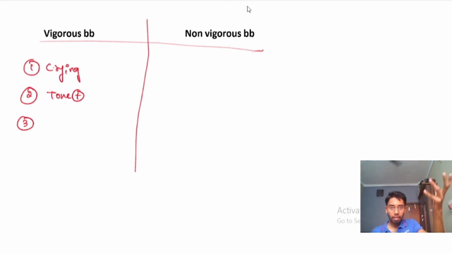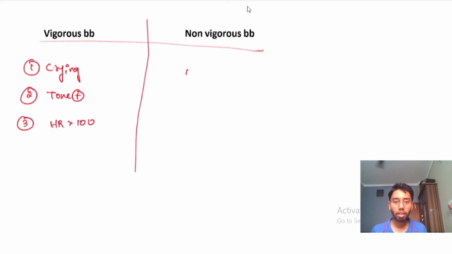The moment the pediatrician takes the baby out, when the baby's arms are flexed and legs are flexed, then the tone is normal. If it is not flexed, the baby is kind of floppy, then the baby is not vigorous. We'll have to manage. Fine. Number 3 is crying, tone and heart rate. If the heart rate is more than 100, then the baby is a vigorous baby.